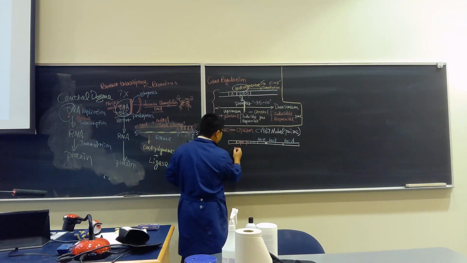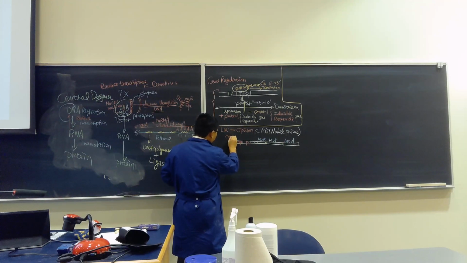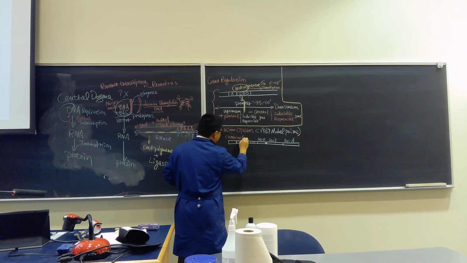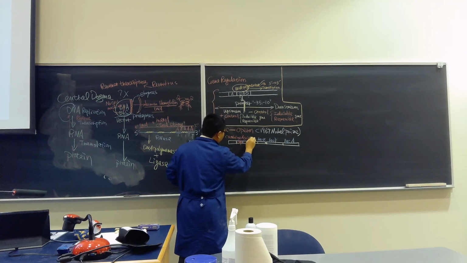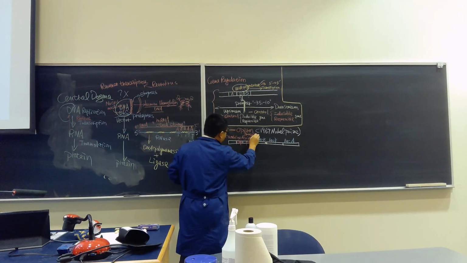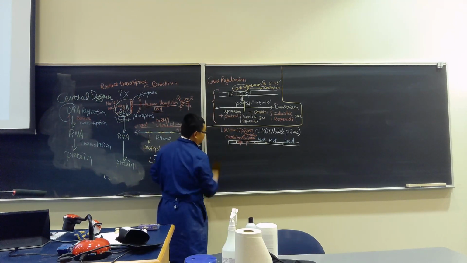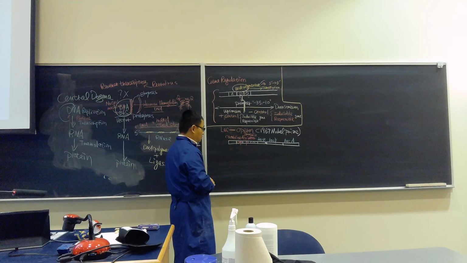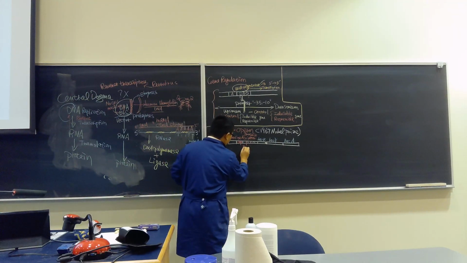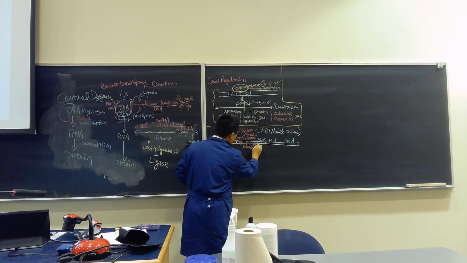Okay, what is CAP? Catabolite activator protein. Now, I usually say it's a binding site, a protein binding site. What is P? It's the promoter. What is O? The operator.